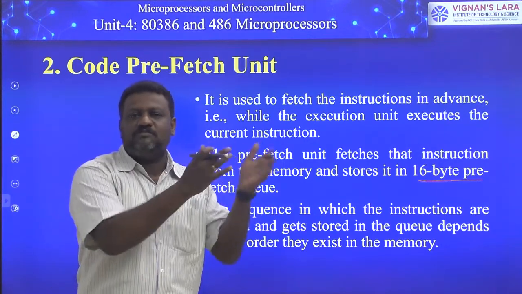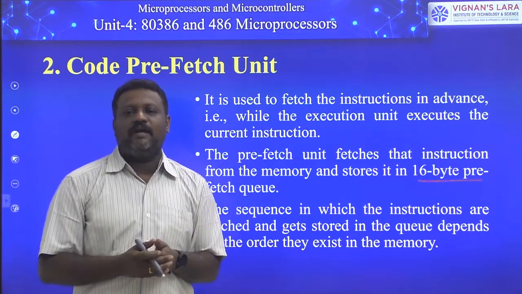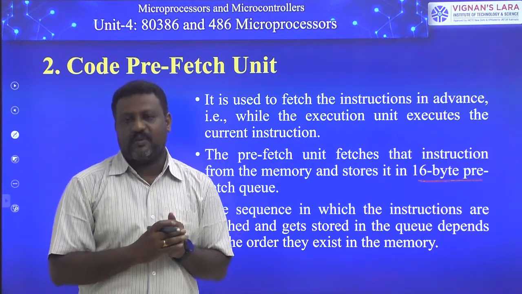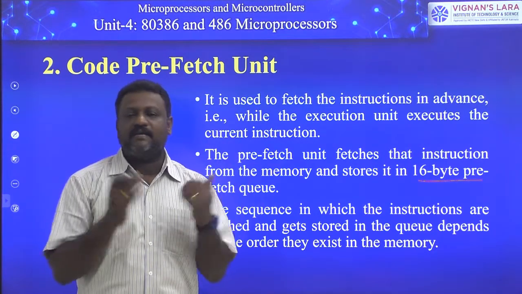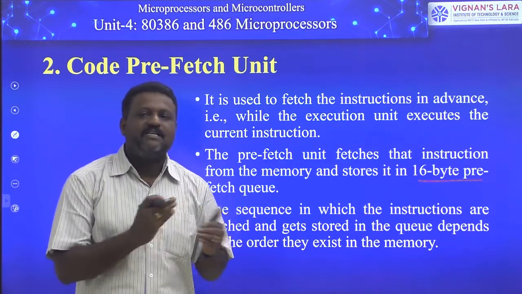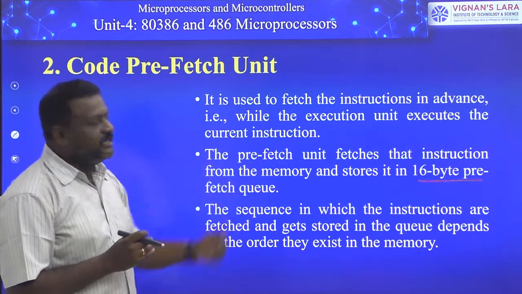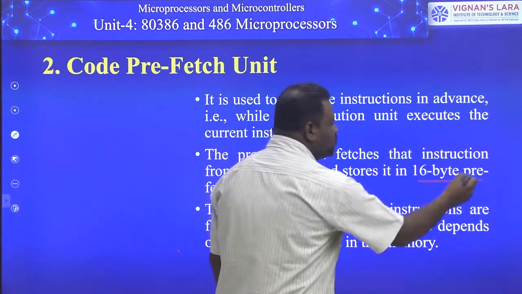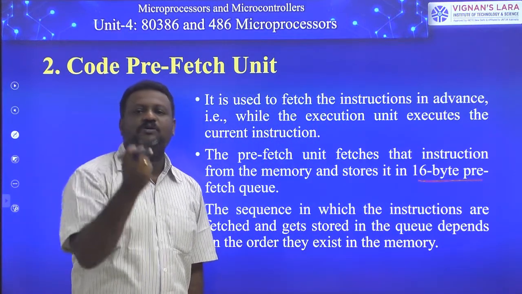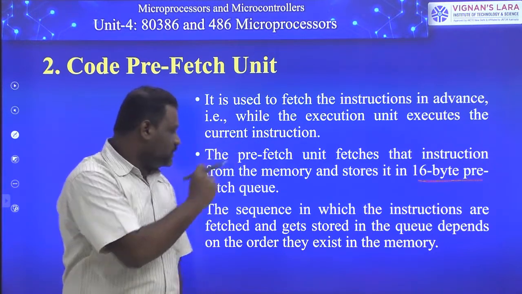Once I store more instructions in a prefetch queue, I can continuously supply instructions to the execution unit so that my CPU does not enter into a wait state. From that I get the advantage that I was expecting from my processor, that is, it is always in a continuously running condition. So here the queue size is 16 bytes. 16 bytes of instructions ahead we fetch from the memory and store in this prefetch queue. So that is very important.